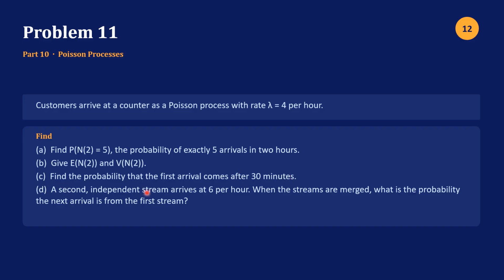A second independent stream arrives at 6 per hour. So lambda would be 6 in this case. When the streams are merged, what is the probability that the next arrival is from the first stream? You may remember we had a formula for this.